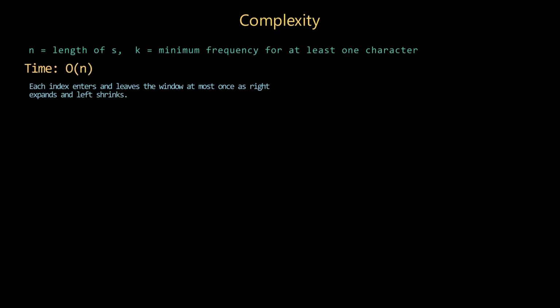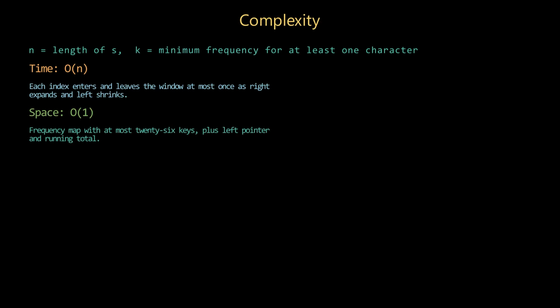N is the length of S and K is the minimum character frequency. Time is O of N, each index enters and leaves the window at most once as right expands and left shrinks. Space is O of 1, we keep a frequency map with at most 26 keys, the left pointer, and the running total.